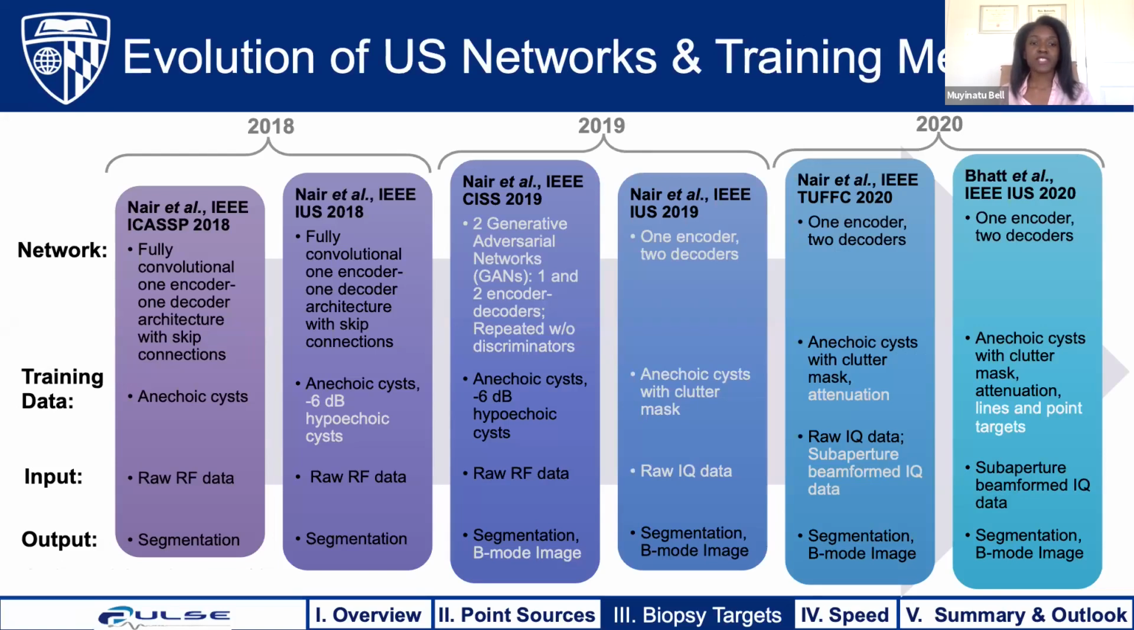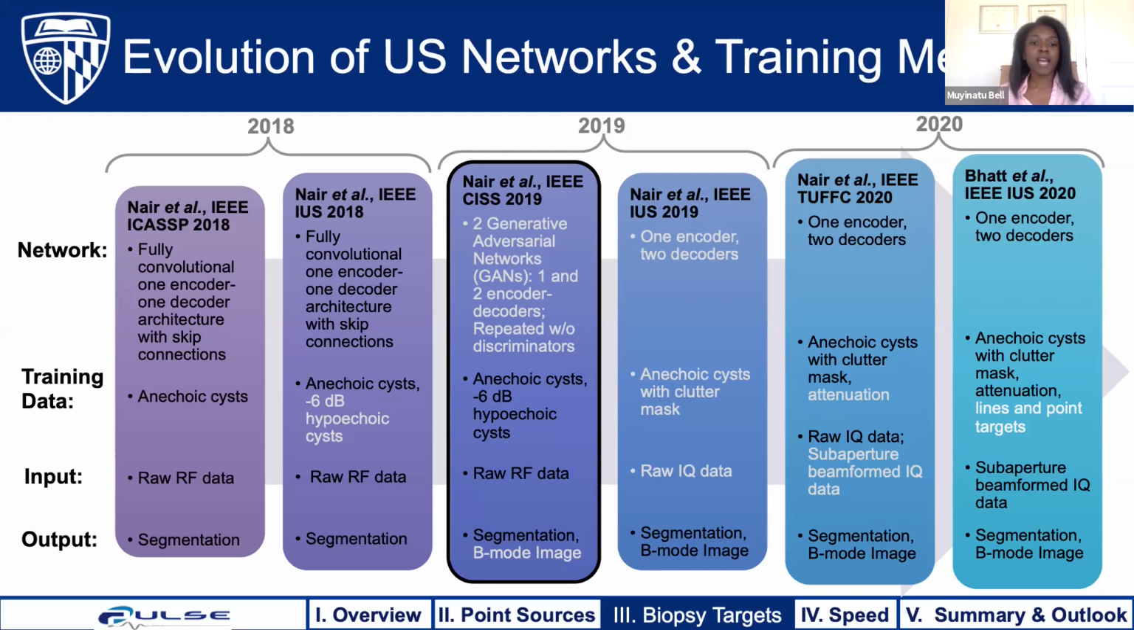Highlights include first starting with one encoder and one decoder to build a fully convolutional neural network. And then we added hypoechoic cysts to our training data. We later updated our network to a generative adversarial network to create images and segmentations simultaneously. And I'll explain the rationale for this design choice in a few slides from now.